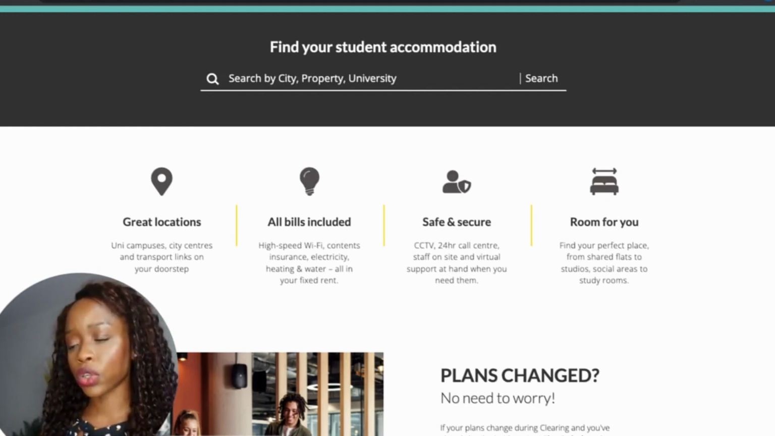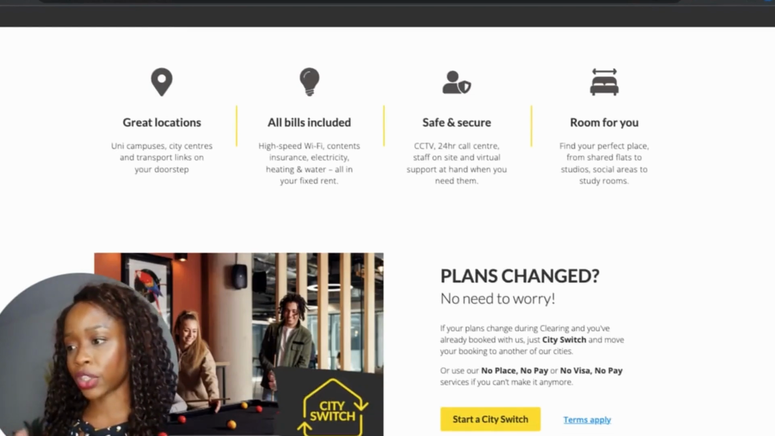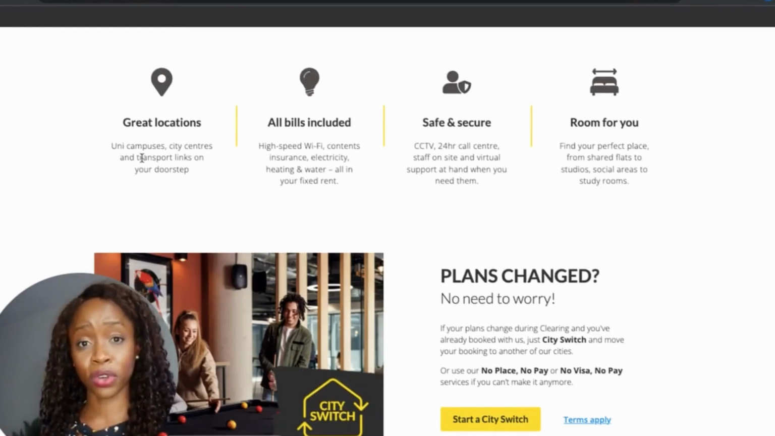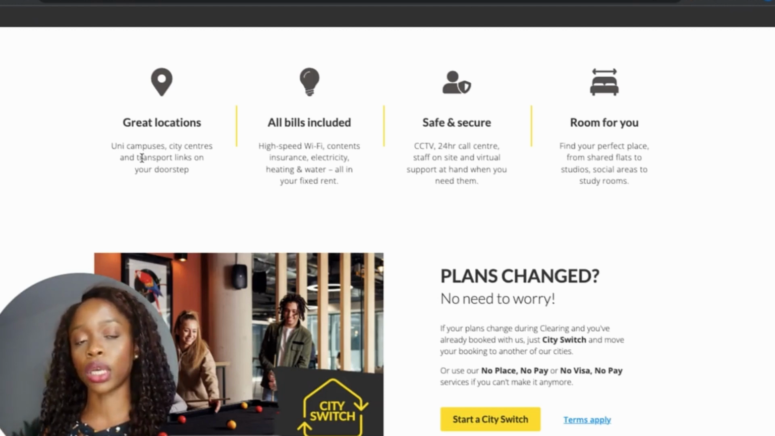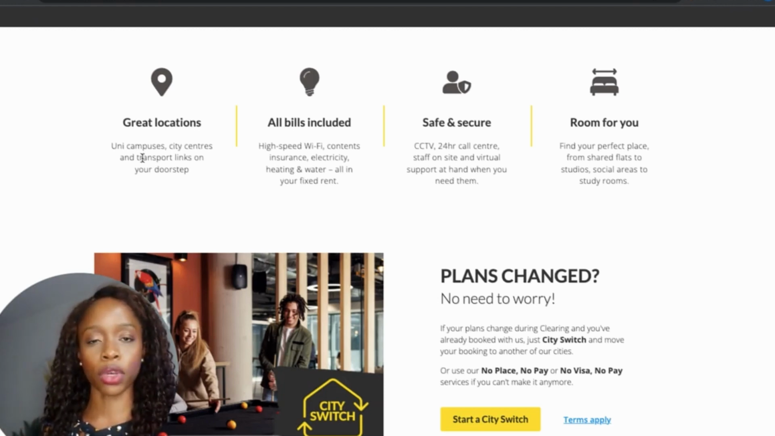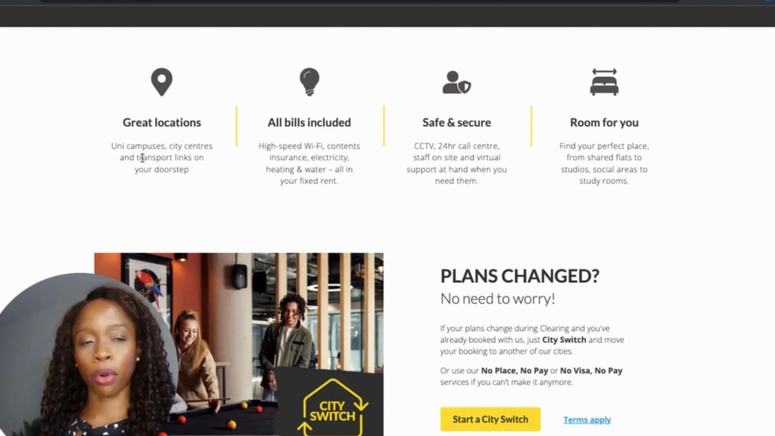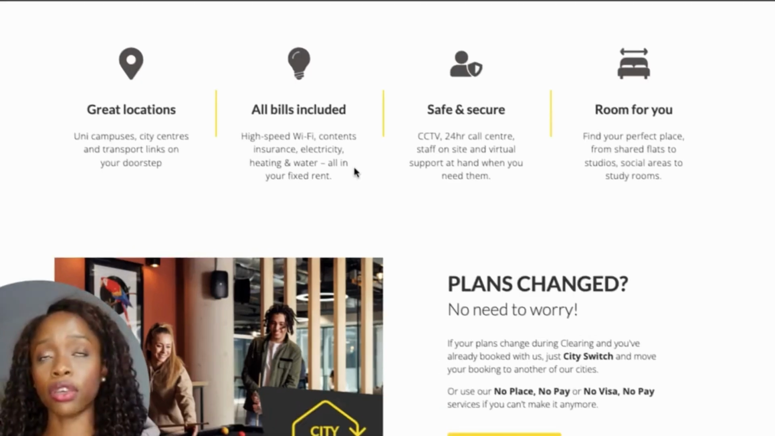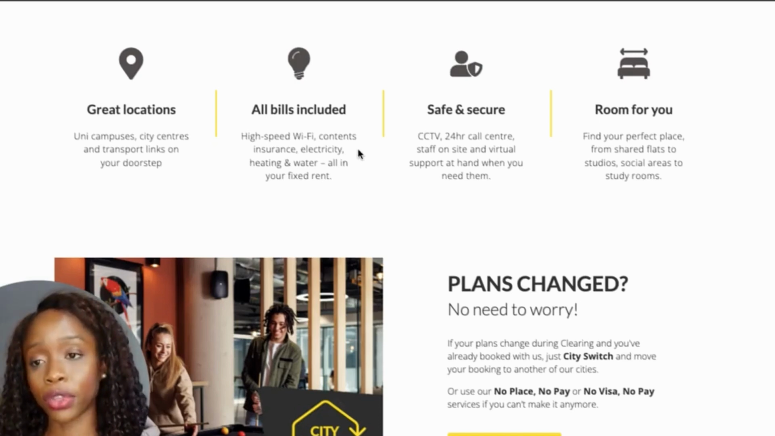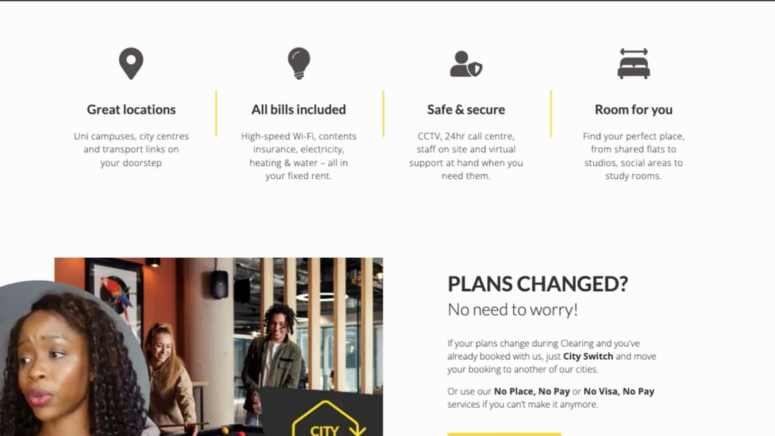A lot of their accommodation, I should say, is actually based on university campuses and places like city centers. So instantly, you know that things like your amenities, your transport links, bars, clubs, restaurants, things like that, are probably going to be very well placed. If you're keen on the student accommodation, you settle in having those kind of things, then definitely do make sure you check out Unite Students.